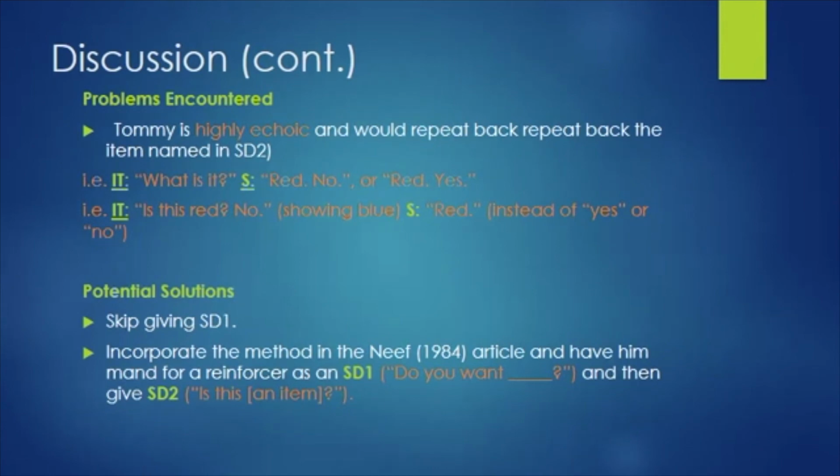Another problem encountered is that Tommy is highly echoic and would often repeat back the item named in SD2. For example, when asked, "What is it?" he would answer, "Red, no," or "Red, yes." Or, when asked, "Is this red?" for a no question, even with the full verbal prompt, he would echo back red instead of no.